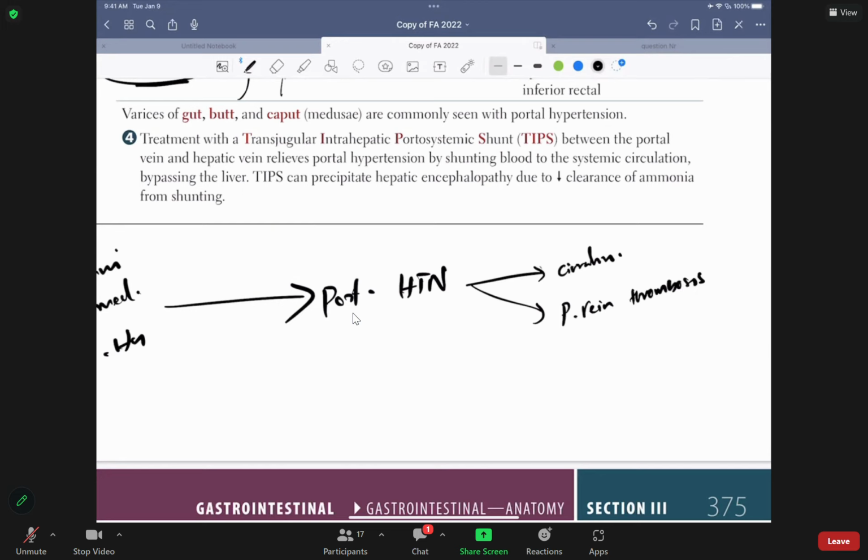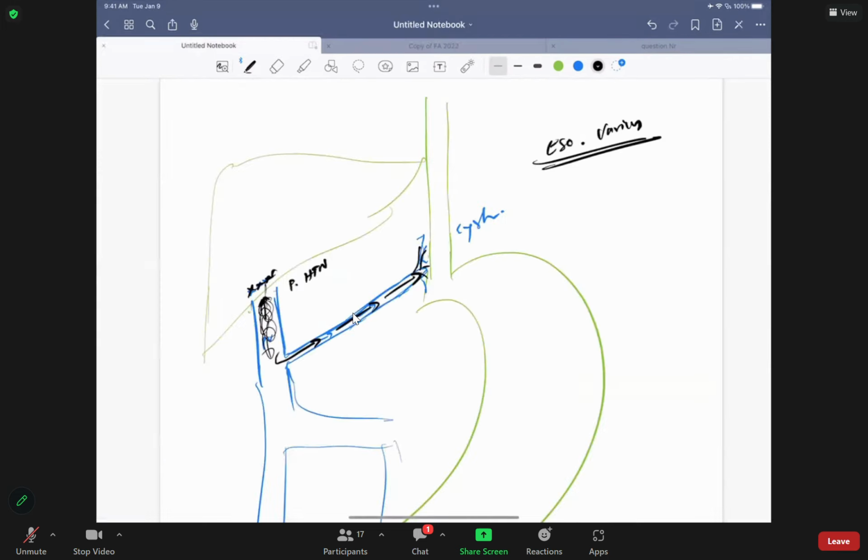Portal vein thrombosis means there's a blood clot literally here, folks. Imagine if you have a blood clot here, it will block the blood flow, isn't it, folks? If it blocks the blood flow, the pressure will go high, right? So then they will have portal hypertension.